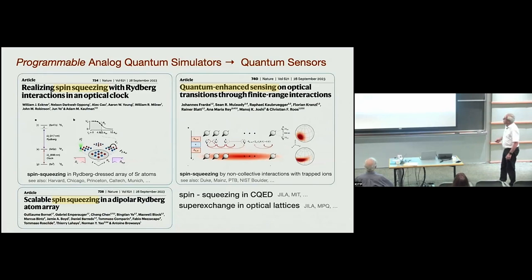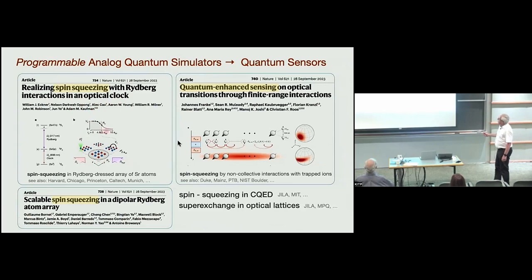I think that September 28th was actually a great day for this enterprise, because we saw three papers coming out in Nature at the same time. Here Kaufmann and also Junier realizing spin squeezing with Rydberg interactions in an optical clock. I mean, that's exactly what we talk about. These systems, Rydbergs, have been developed in the context of quantum simulation. Think about the great experiments done at Harvard and also in France.